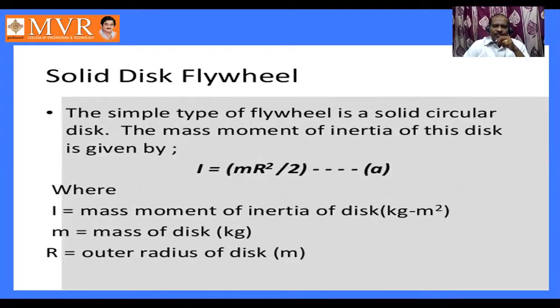There are two types of flywheels. One is the rim type flywheel. Second one is the solid disc flywheel. A simple type of flywheel is a solid circular disc. The mass moment of inertia of the disc is given by I is equal to m r square by 2, where I is the mass moment of inertia of the disc, m is the mass of the disc, r is the outer radius of the disc.